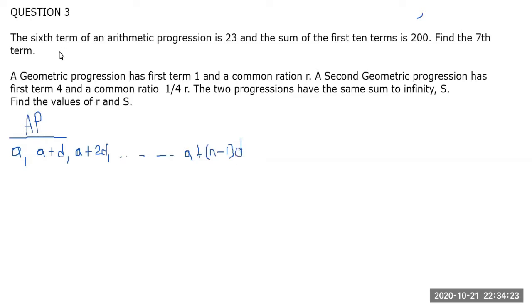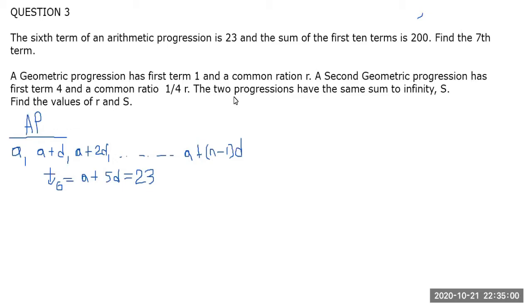Now what this question is telling us is that the sixth term of the progression is 23. So the sixth term, I like to call it term 6, is going to be equal to A plus 5D. Our first term is A, the second term is A plus D, the third term is A plus 2D, so the sixth term is A plus 5D. Now A plus 5D is equal to 23. That's what it's telling us, right? So A plus 5D is 23.